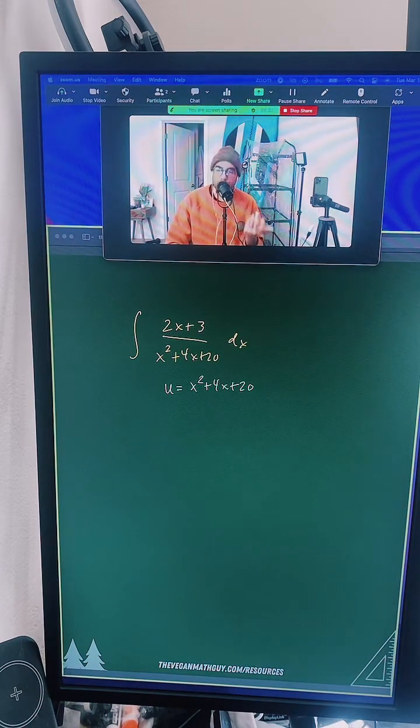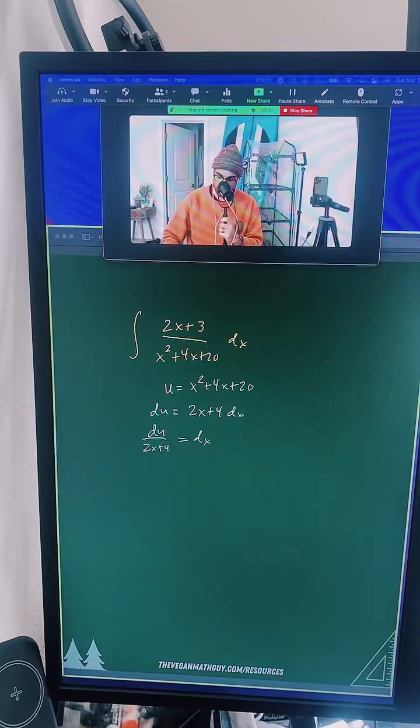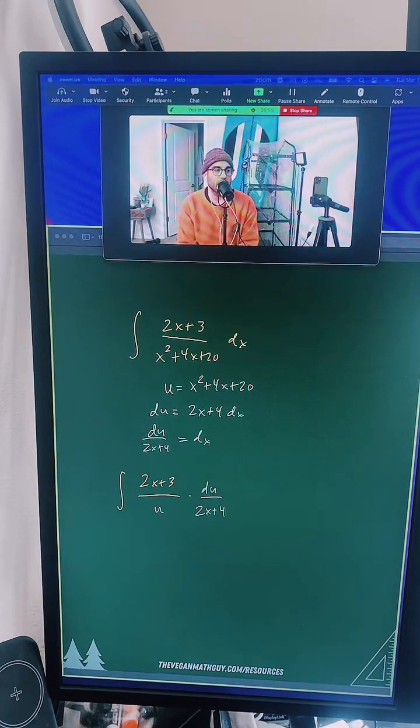Now that I found my U, because it is going to be U at some point, we're going to go ahead and take the du. That's going to be 2x plus 4 dx. Now, just to prep us, check this out. I'm going to divide the 2x plus 4 on the other side, and now I have my du. But look at what's going to happen. I'm going to have 2x plus 3 over our u times du over 2x plus 4. Does anyone see an issue with that right now?